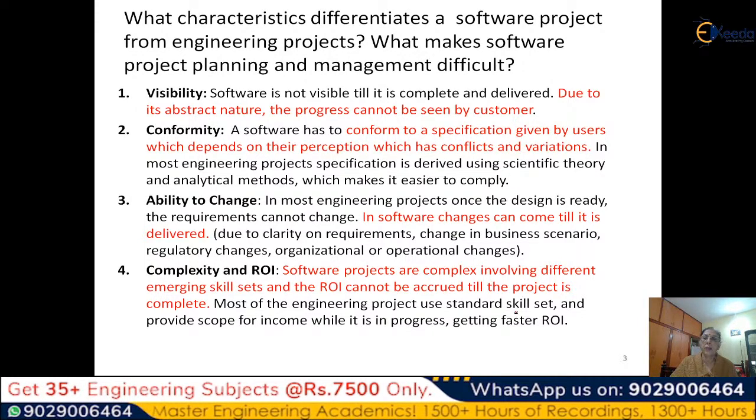I mean, if you can get the skill set, then you can do it. But here we have to develop the skill set. We have to develop the technology. So it's very complex. And a return of investment also cannot be accrued.